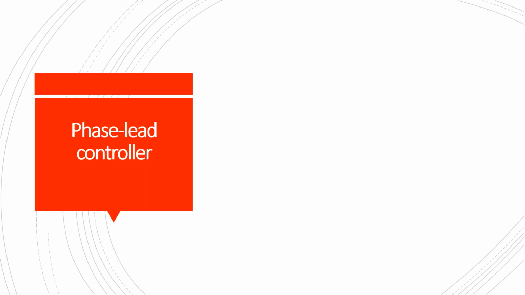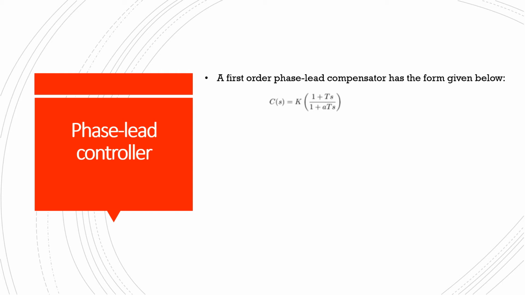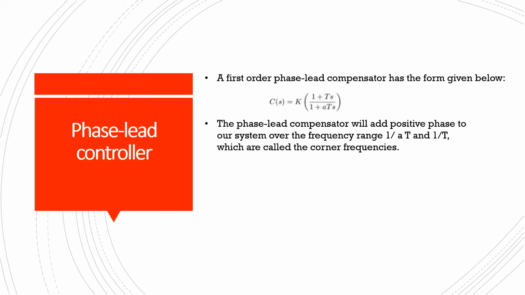Phase lead controller. This is a first order phase lead compensator. In the following form, we can understand that the phase lead compensator will add positive phase to our system over a frequency range 1/(AT) to 1/T, which are the corner frequencies. K is a constant. The maximum added phase for one lead compensator is around 90 degrees.